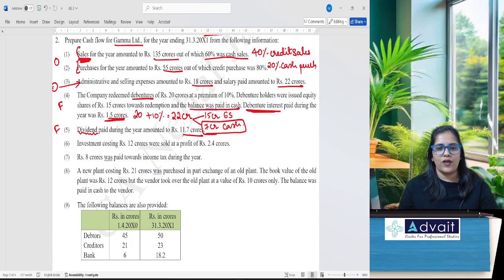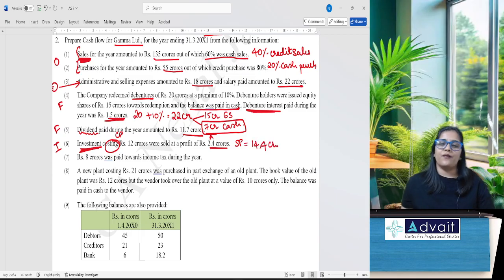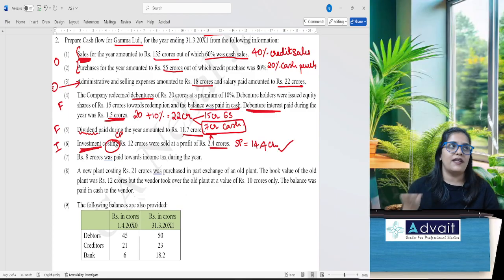Investment costing rupees 12 crores were sold at a profit of 2.4 crores. Guys, investment. We have made an investment. So this is investing activity. That is cost price. And they have told there is a profit of 2.4 crores. So can I say selling price will be 14.4 crores. Okay. So in our investing activity, we will record 14.4 crores inflow if you are selling that.